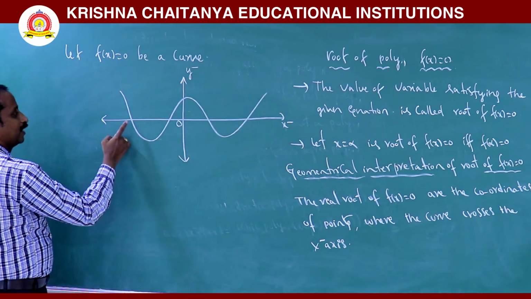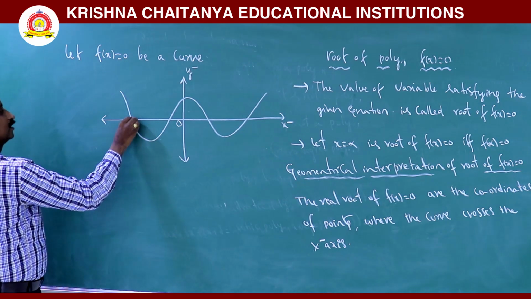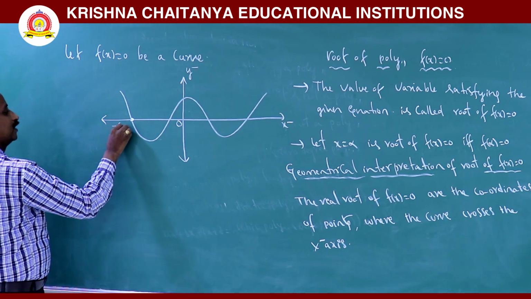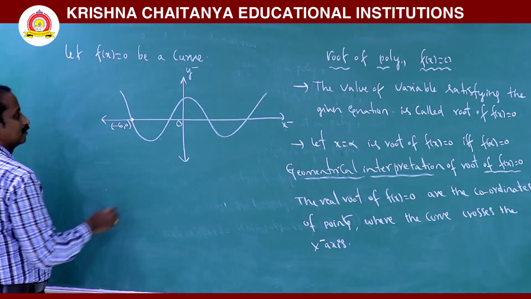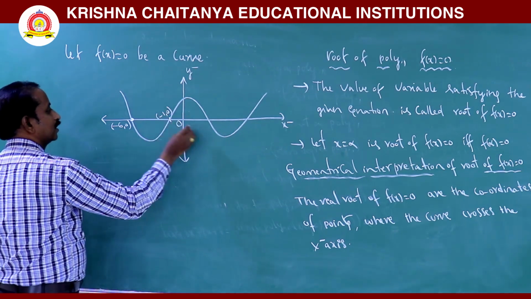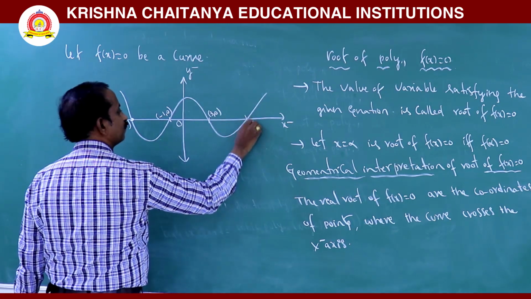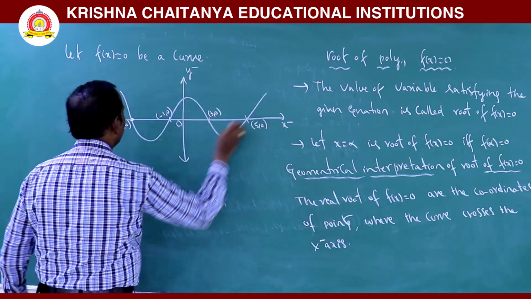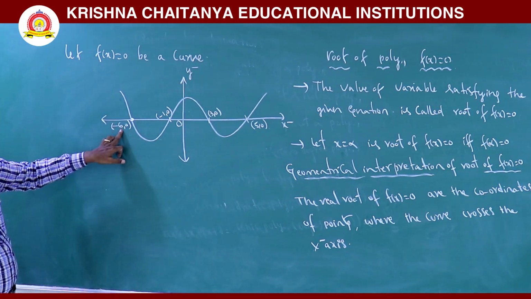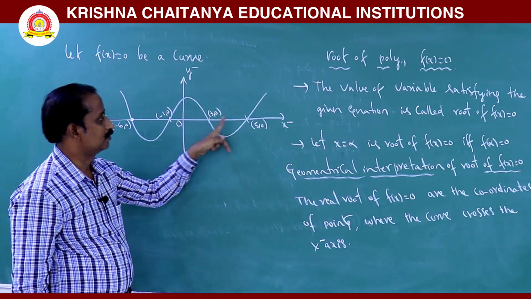And we don't know the values where the curve crosses the x-axis. Let us consider the points of intersection of the curve and the x-axis. This is (-6, 0), for example. This is (-1, 0), this is (3, 0) and this is (5, 0). Now the curve crosses the x-axis at (-6, 0), (-1, 0), (3, 0) and (5, 0).